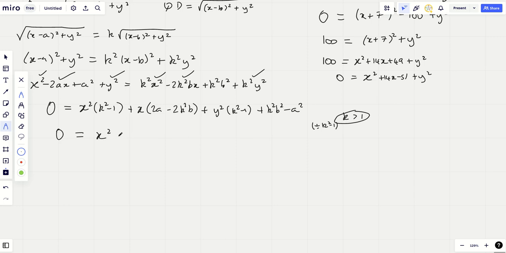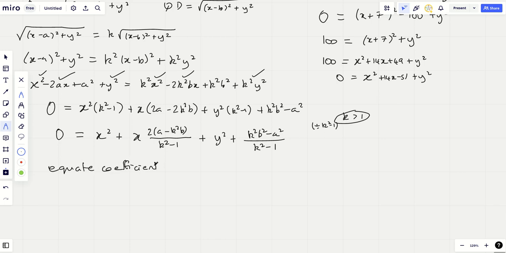So I get an x squared, I get an x times by 2, I might put it like this actually, 2a minus k squared b over k squared minus 1, and then I get a y squared, and then I get this ugly business on the end, k squared b squared minus a squared all over k squared minus 1. Now the reason I'm doing that is because I can now use the principle of equating coefficients. In other words, I'm going to match up the coefficients for both of my equations.